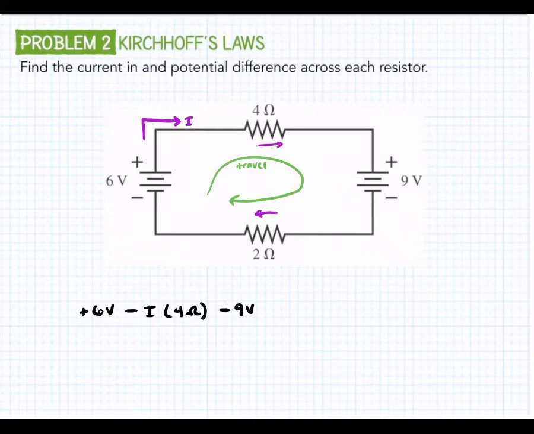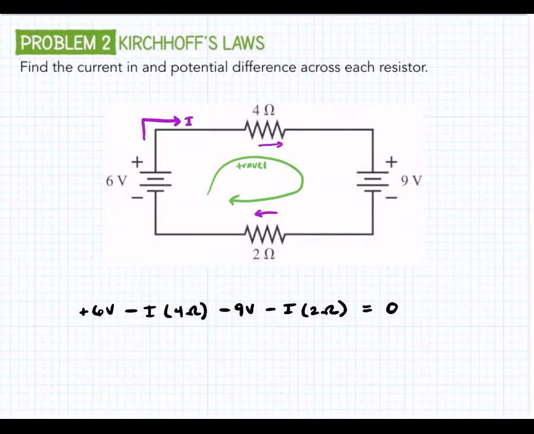And then when we get over to this lovely 2 ohm resistor, we see once again that the current and the direction of travel are the same way. So this means we're going to get a negative current times 2 ohms. That is our V, delta V, is equal to IR, Ohm's law. So when we add up all of these voltages, we sum up all of these voltages, we should get 0. And that's our statement of Kirchhoff's law.